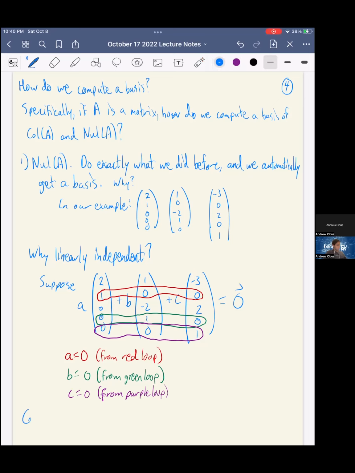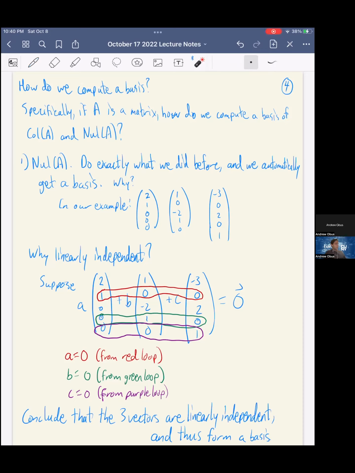So what this means, we conclude that the three vectors are linearly independent and thus form a basis. Okay, all right, so in fact, we get these vectors just from solving. We know that they span, but it turns out they're also always going to be linearly independent, and they're always going to form a basis.